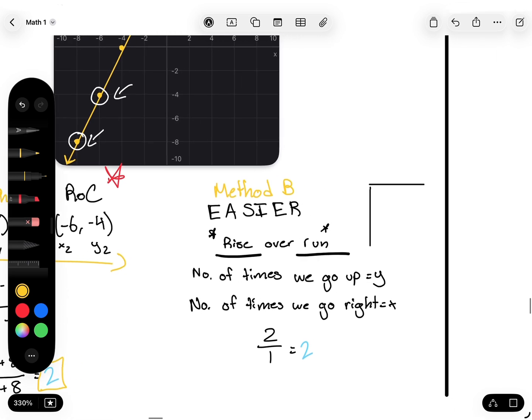Now, our easier method is something that we call rise over run. You stand up before you walk. You go up floors in elevators before you walk out onto the floor. However you may remember it, you're going to learn something called rise over run. Our rise is y and our run is x, and I'm going to show you why that works.